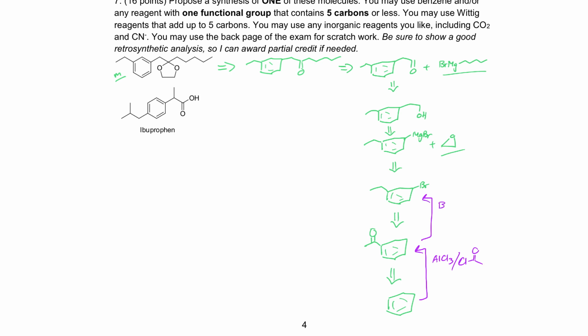This is Br2, FeBr3, and the second step would be zinc, mercury, HCl to reduce the carbonyl. I will point out that a lot of students tried to alkylate this and thus produce the meta arrangement. But of course, this is a deactivated ring.